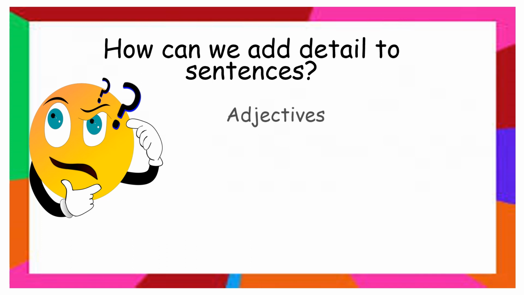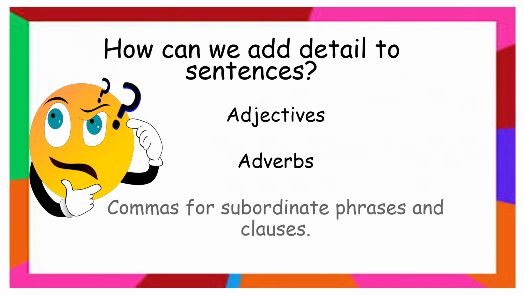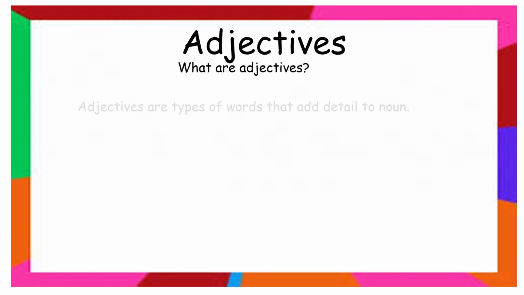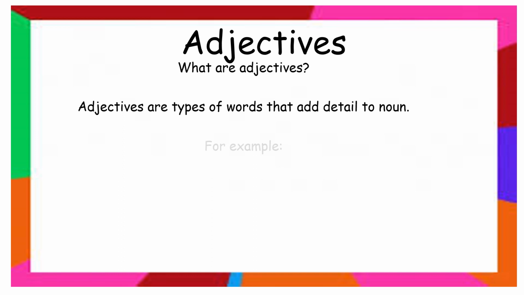Welcome back. Did you think of adjectives? Did you think of adverbs? These are two other ways we can also add information to a sentence. And then what we are learning today, commas for subordinate phrases and clauses. What are adjectives? Adjectives are types of words that add detail to a noun. They give us more information about the noun in a sentence. An adjective describes a noun. It gives us more information about the noun.